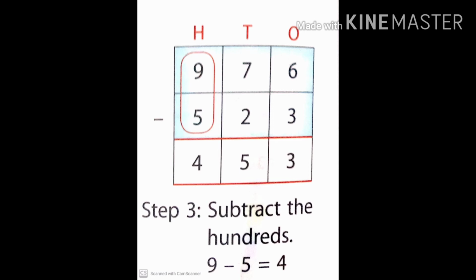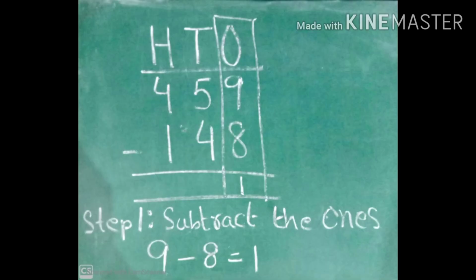Let's see one more example. The numbers are 459 subtracted by 148. So, step 1 is subtract the ones. That is 9 minus 8. 9 minus 8 gives us 1.